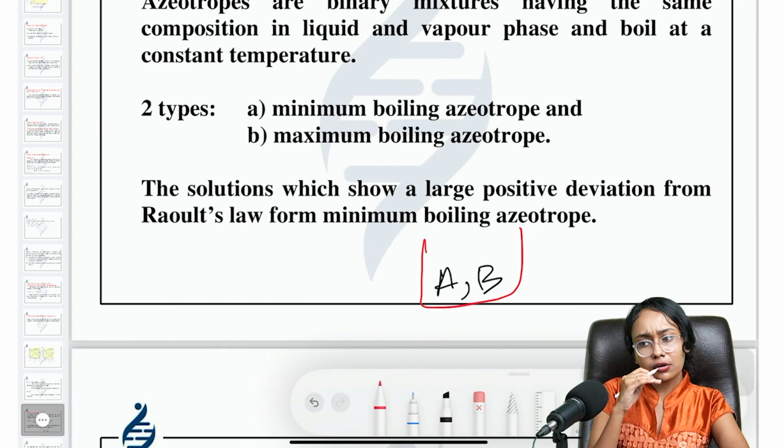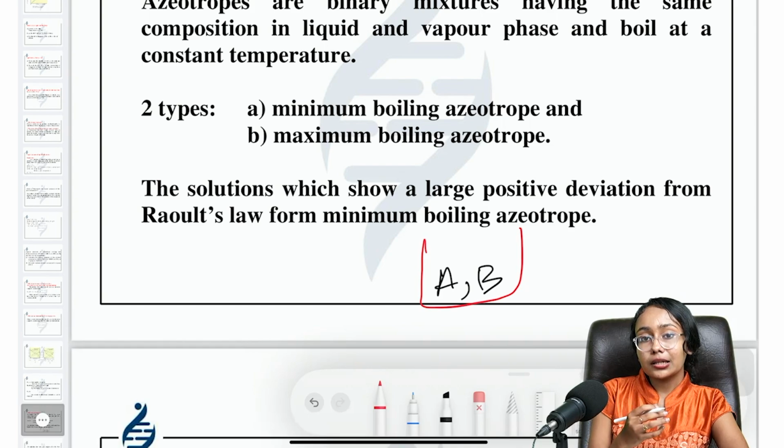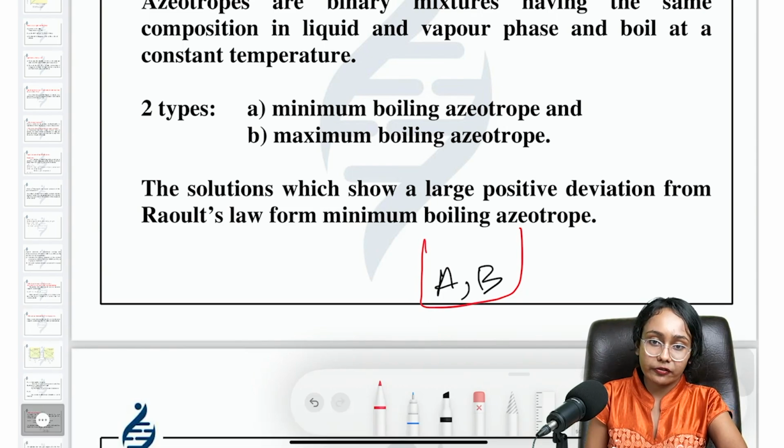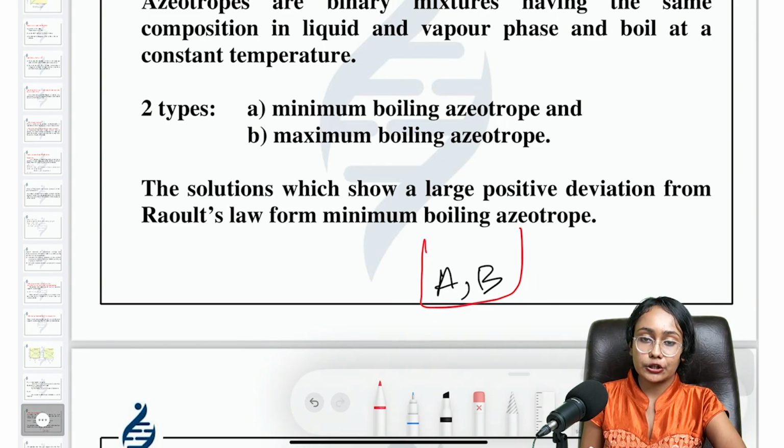They'll have constant composition in the vapor phase and also in the liquid phase. When I heat the mixture, the mixture having A and B, they'll boil at constant temperature. What happens after boiling? The composition of A will be the same in the liquid phase and in the vapor phase. The composition of B will be the same in the liquid phase and in the vapor phase. As the boiling point is constant for A and B, we can't separate these components A and B by fractional distillation.